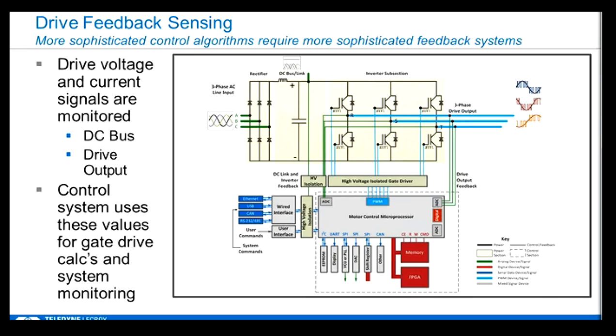It's important to know that the drive system needs a lot of feedback, so it's quite common, if it's a motor drive especially, to get feedback from the drive output directly into the motor control system, to take feedback from the DC bus, and also to take feedback from the gate drives. And so that just helps the control system understand how to calculate what it needs to keep the drive operating in the optimal condition.